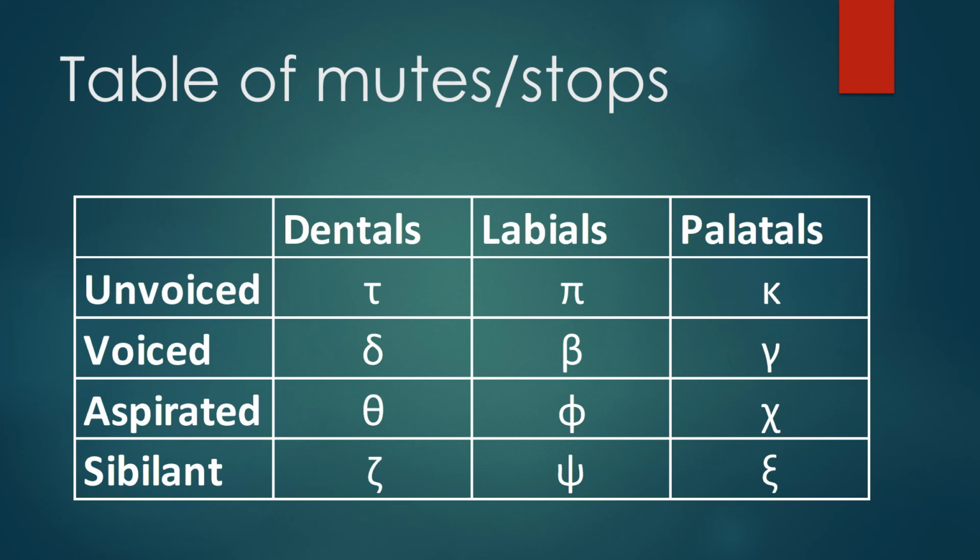Same with pi and beta. It's the same shape with your lips, but you're using your voice box for the beta. And same thing with kappa and gamma. Make the shape of your mouth that you would with kappa, but engage your voice box. Actually have some vibrations in your throat, then you do the gamma, as opposed to just the kappa.